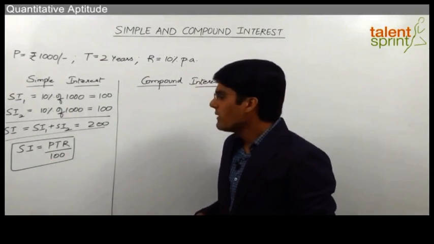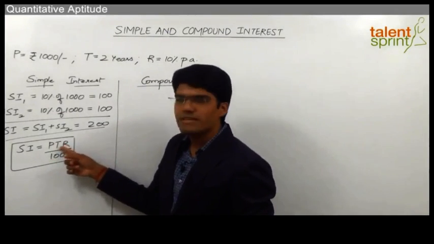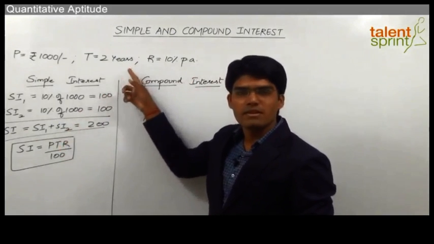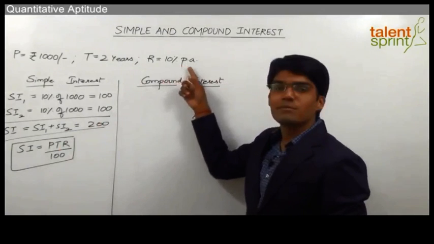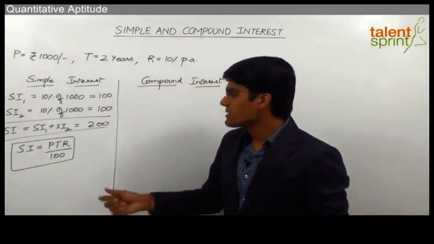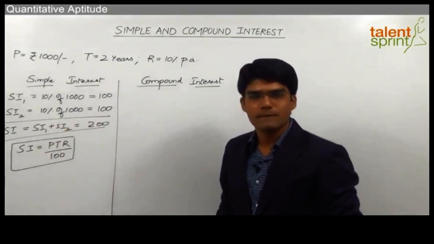But remember, whenever we use the formula, time should always be in terms of years. The time period should always be taken in terms of years. And the rate of interest should always be in percentage per annum. So simple interest can be taken as PTR by 100.